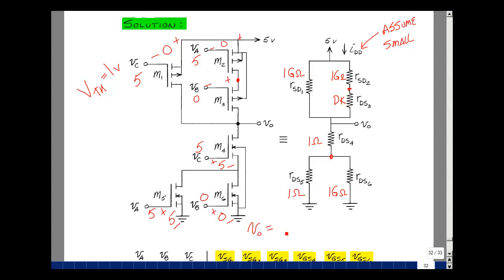V out is equal to the following. Let's quickly check that we also have a high resistance between the power supply and ground before we do this. I've got 1 gigaohm in parallel with 1 gigaohm plus something that could be big or small.